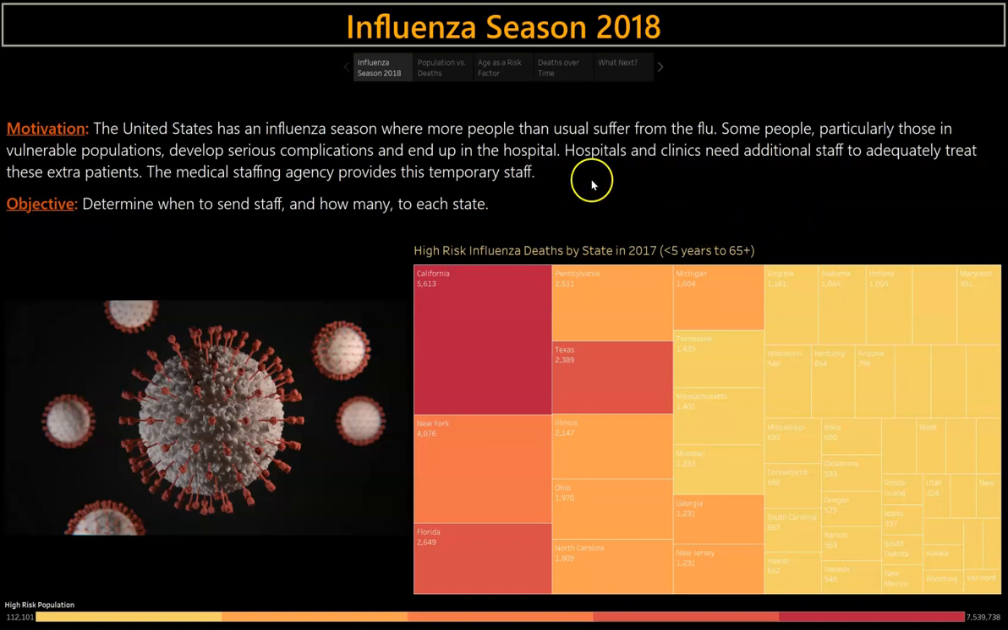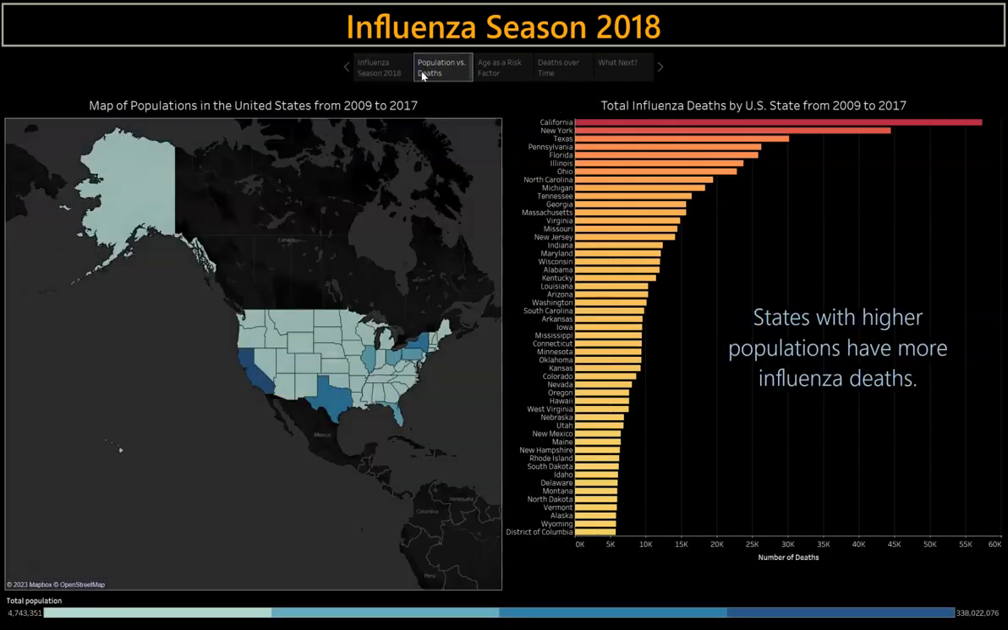So, where are they? You can see here a map of the US. On the left is showing populations from census data. The darker the color, the more people in that state. You can see California, Texas, New York, these guys have the highest population overall.